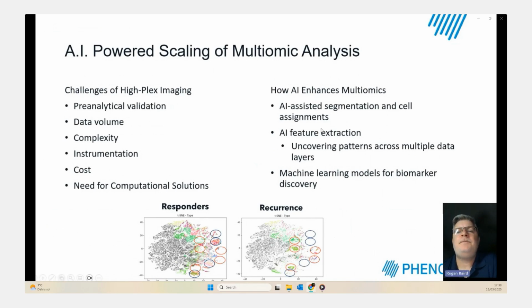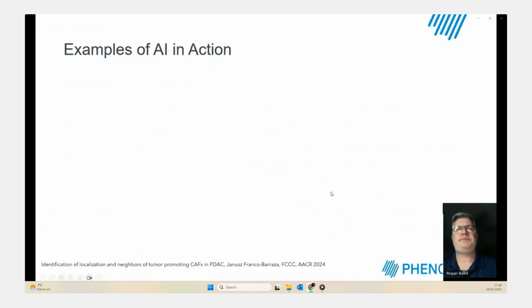AI assists at multiple levels, from pre-processing and segmentation to advanced pattern recognition. For segmentation, AI ensures accurate cell boundaries, even in densely packed tissues, which is critical when analyzing high-plex data. AI-driven feature extraction allows us to find hidden spatial relationships between transcriptomics and proteomics. And finally, machine learning models can help identify new biomarkers and predict disease outcomes based on the spatial multi-omic data.